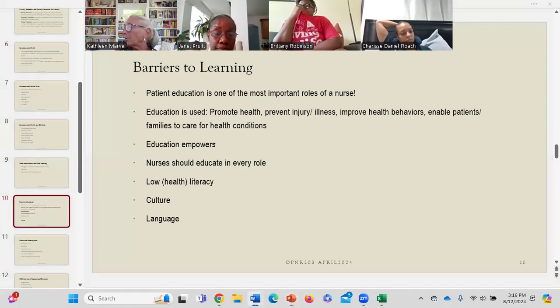All right, let's talk about barriers to learning. We know that patient education is one of the most important roles we do as a nurse, right? When we do our education, we are promoting health. I'm reading from my notes now, so you can take notes if you want, because it's just expanding the bullet points on here. We use our education to promote health, prevent illness and injury, and improve health-related behaviors. We teach to enable patients and their families to care for their own health conditions, right? We know that when patients take personal responsibility for their health, they're much more effective in making the changes necessary to care for themselves. And we should know this as nurses, education empowers. It empowers our clients with knowledge and hopefully motivation that helps them take personal responsibility, right?